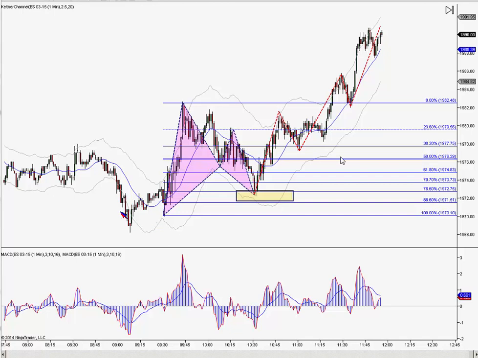So the market essentially put its bottoming pattern in the shape of a Gartley, and a lot of times you do get that. You get that higher low, and it forms that Gartley-ish type of pattern or a bat pattern. And once that higher low's in, then you start the process of your Elliott wave.